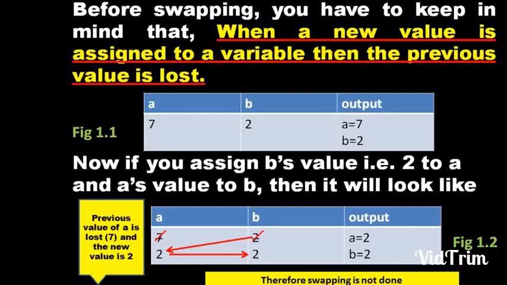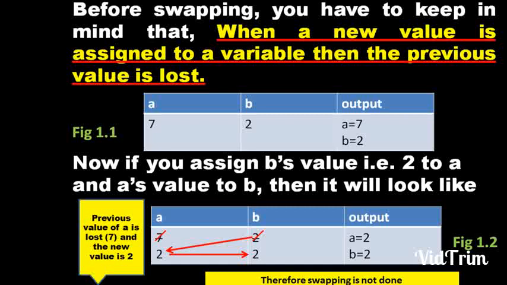Before writing a swapping program, you must keep in mind that when a new value is assigned to a variable, the previous value is lost. In figure 1.1, I have three columns A, B and output. A is having 7, B 2. So if I print these two variables, A would be 7 and B would be 2.